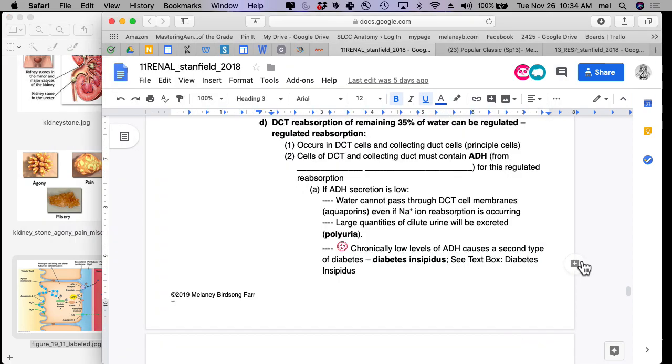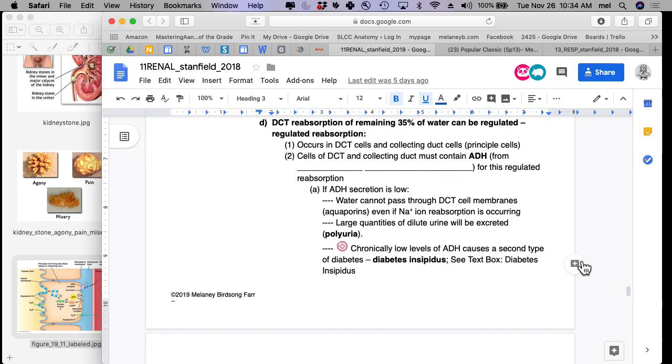Okay, so if ADH secretion is low, yeah? For instance, if on some of the 2 days this month that I drank enough water, I felt really good about myself those 2 days. Then water can't pass through the distal convoluted tubule even if you reabsorb sodium. By the way, that does happen when you drink tons of water: you flush sodium out of your system, but you don't need any more water reabsorption, right? So you need sodium reabsorption in the absence of water reabsorption, yes? Water cannot pass through the distal convoluted tubule cell membranes even with sodium ion reabsorption.